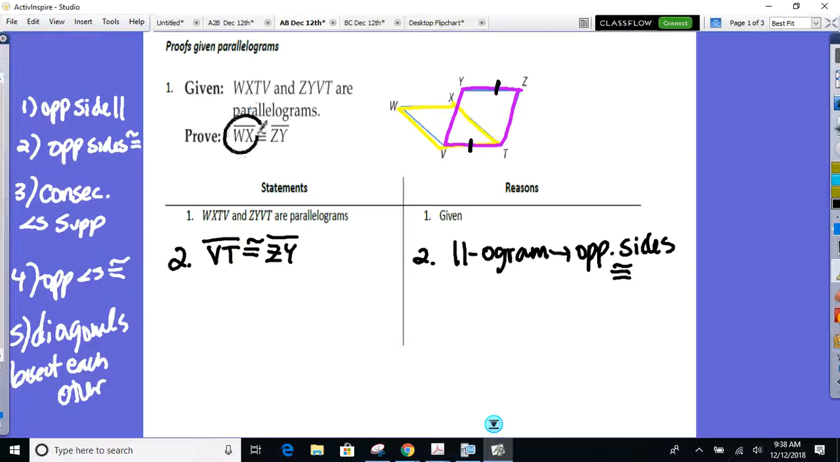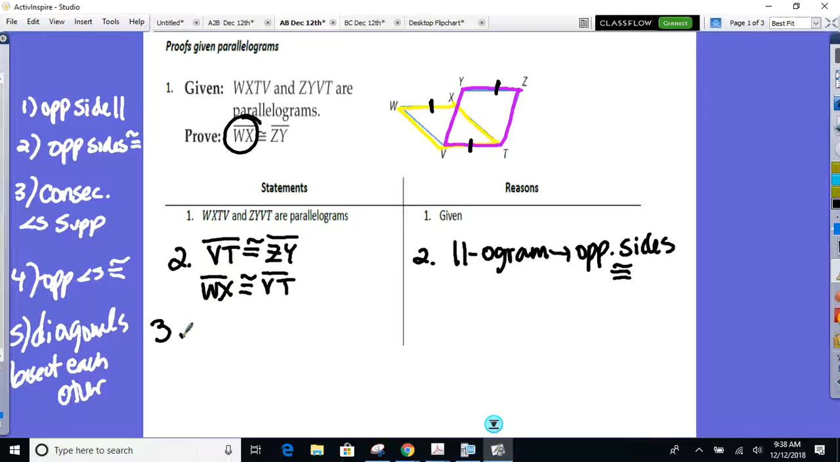Can anybody try to involve WX now for me? WX, Emma, go. WX is congruent to VT. And everyone, why am I going to just write this in the same statement? Same reason. If you want to write into a separate statement and reason, feel free. Look at what you just wrote. You have VT equal to ZY and you have WX equal to VT. This is nothing new. This is review again.